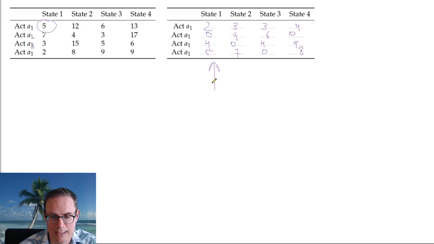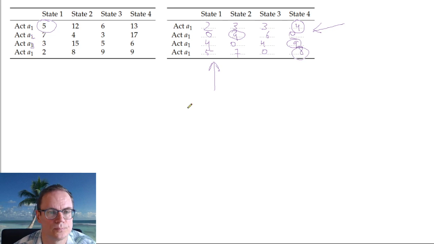And min-max regret says that you ought to choose the lowest, highest regret. So let's look at the highest regret for each action. This is 4, the highest regret. This is 9, the highest regret. And this is 9, the highest regret. And this is 8, the highest regret. So the lowest, highest regret is A1. That's how min-max regret works.